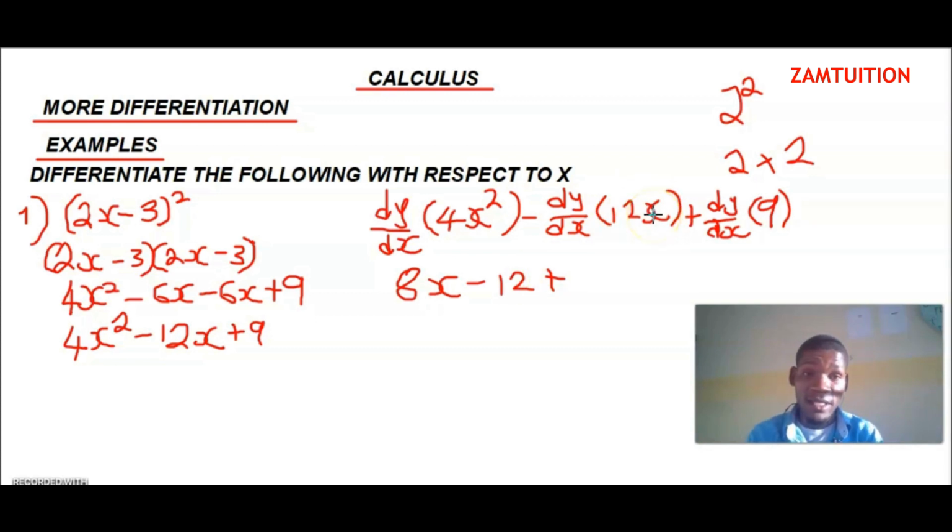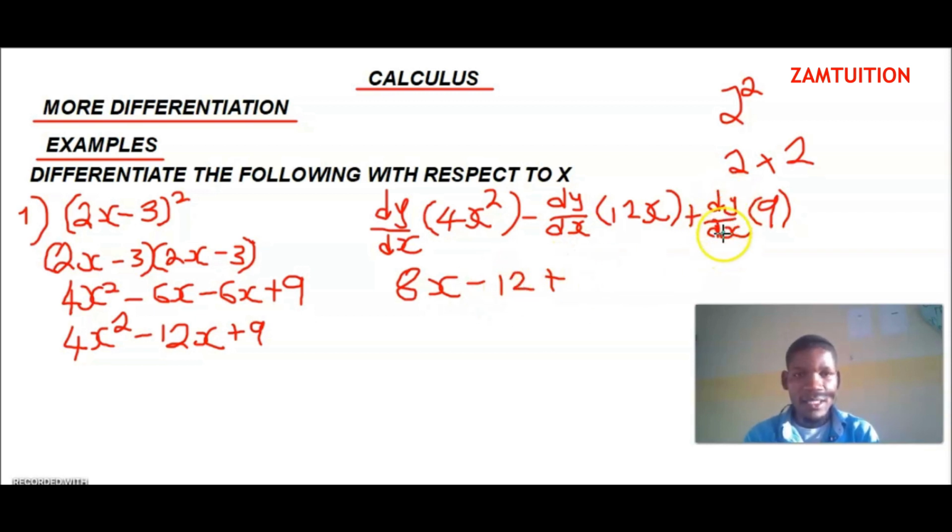What I've done here is that this 12 has to go in front of the dy over dx, and then you find the dy over dx of the single x. So the dy over dx of this single x is 1. 1 multiplied by 12 gives us 12, so we just have the 12 there.